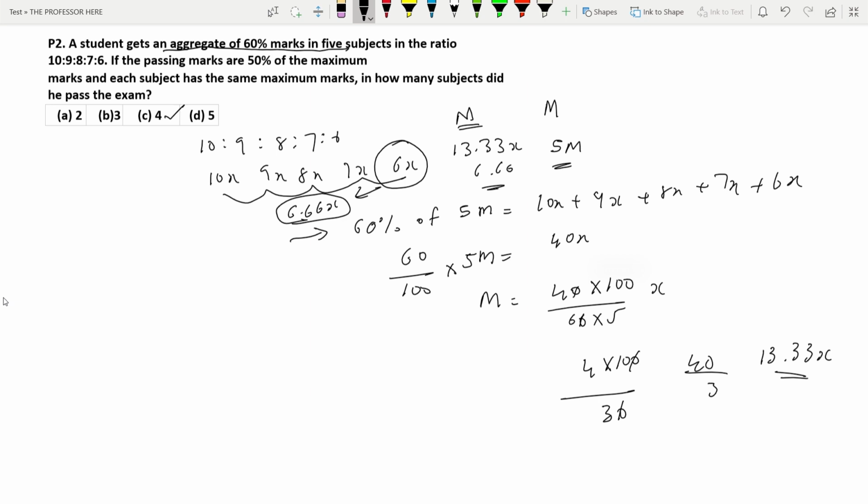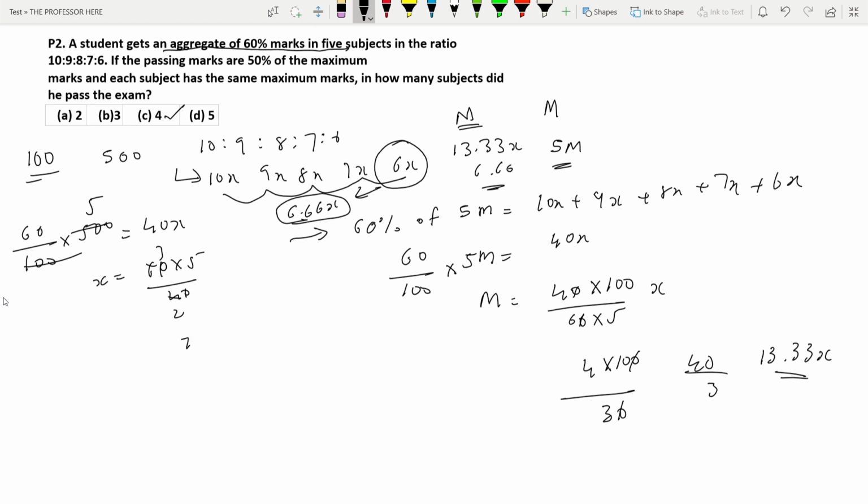There is another way to solve this question. Instead of taking m as the maximum marks, we can take it as 100. The maximum marks for an individual subject is 100, which means total marks is 500, and the assumption remains the same. So again, 60 by 100 into 500 is equal to 40x. x is equal to 60 into 5 divided by 40, which is 15 divided by 2, 7.5.